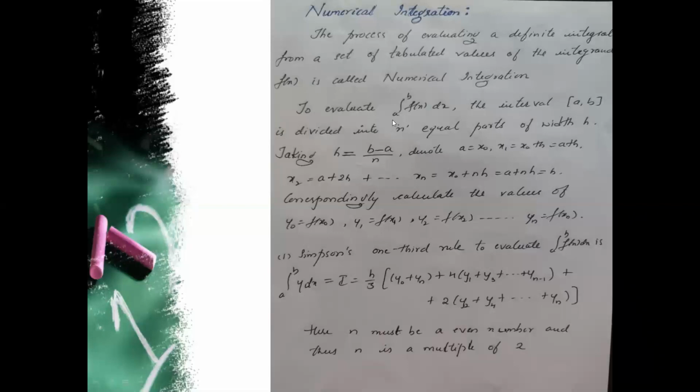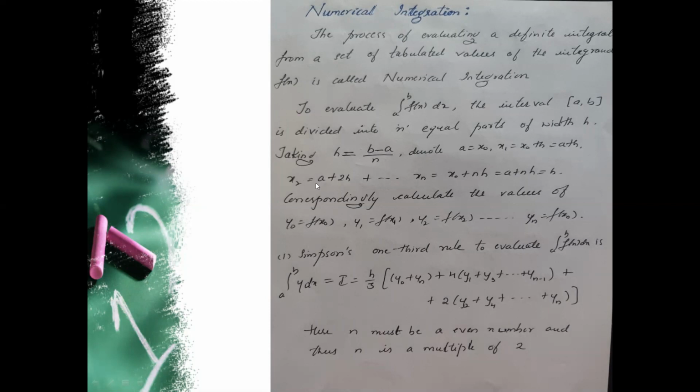So to evaluate integration from a to b f of x dx, the interval a b is divided into n equal parts, each of width h. Thus, taking h as b minus a divided by n, let us denote the lower limit a as the first value of our x, that is x naught. Then x1 will be x naught plus h. x naught is nothing but a, so either we can write it as x naught plus h or a plus h.